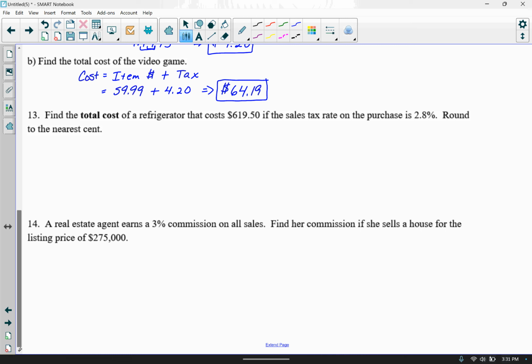In example 14, it says a real estate agent earns a 3% commission on all sales. There's lots of professions where you earn a commission, real estate being one of those. Find her commission if she sells a house for the listing price of $275,000.